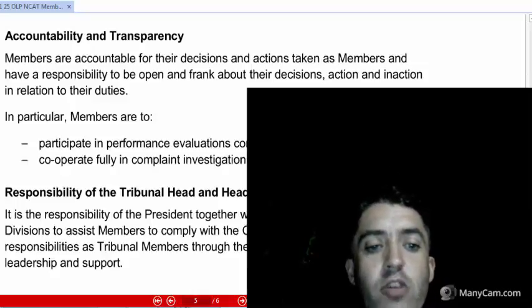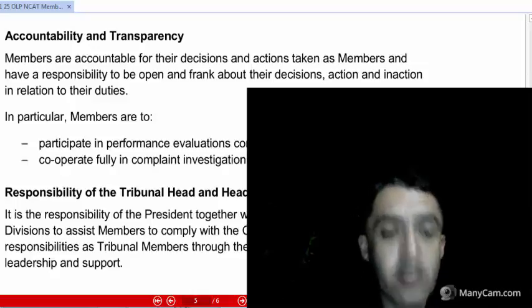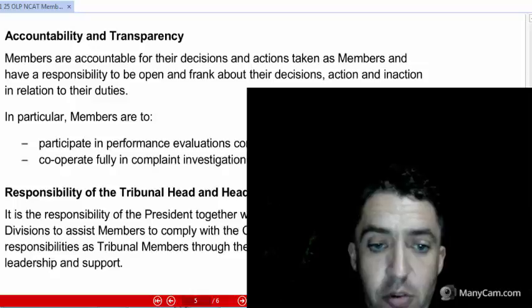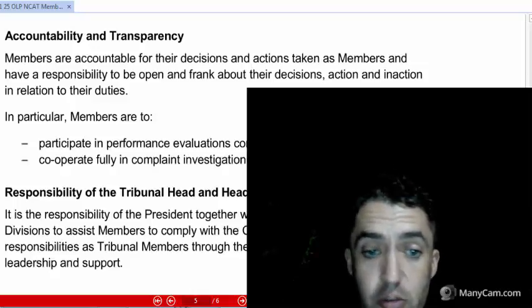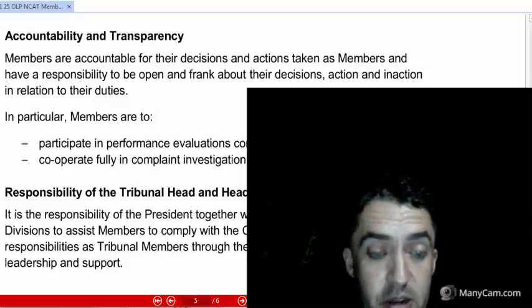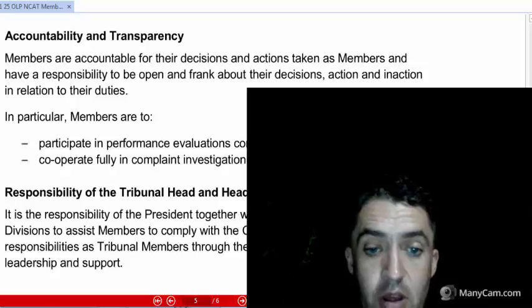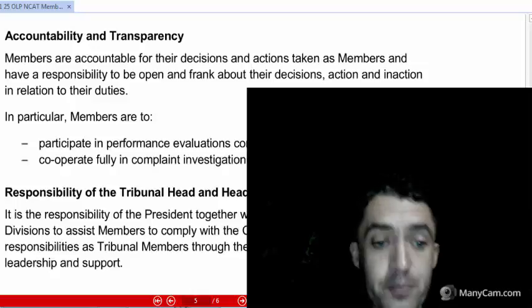Responsibility of the tribunal head and heads of divisions. It is the responsibility of the President, together with the heads of each of the divisions, to assist members to comply with the Code of Conduct and perform their responsibilities as tribunal members, through the provision of appropriate training, leadership, and support.